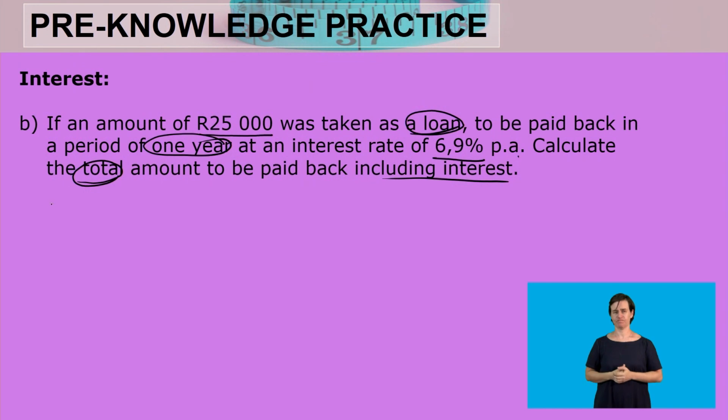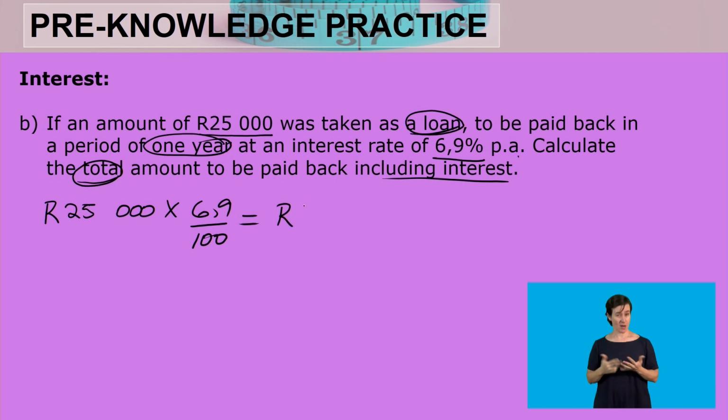So firstly, we start by writing what we know or what we are given. We are given an amount of 25,000 that will be taken as a loan at an interest rate of 6.9%. So working that out, it's going to give us 1,725. So this is what is our interest.